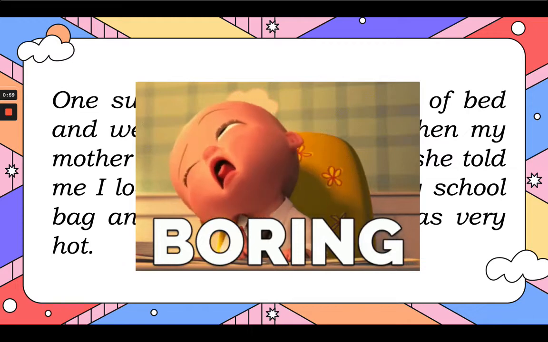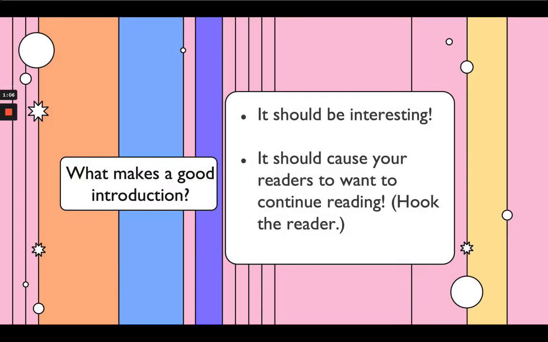Wasn't that boring? After grade 2, you shouldn't be writing introductions like these anymore. So what makes a good introduction? It's pretty simple. It should be interesting and it should cause your readers to want to continue reading. Basically, you should captivate them, hook the reader.